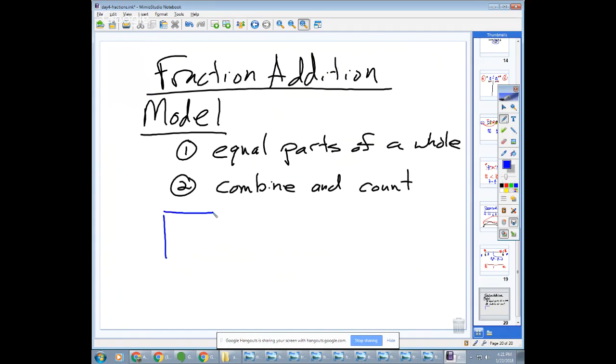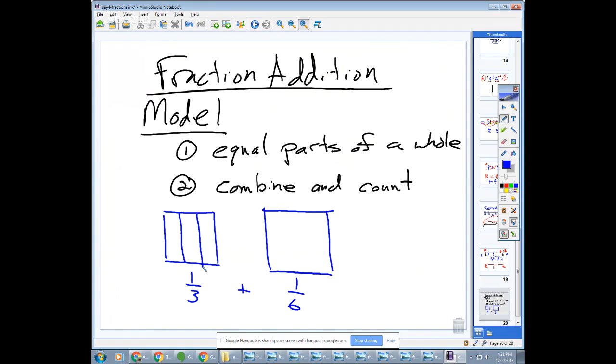So let's just suppose we wanted to add 1/3 to 1/6. So I'm going to draw cake versions of each of these. So for 1/3, I'm going to cut vertically in thirds and then shade one of them. And for 1/6, I'm going to do this a little bit differently. I'm going to cut it horizontally in 6.